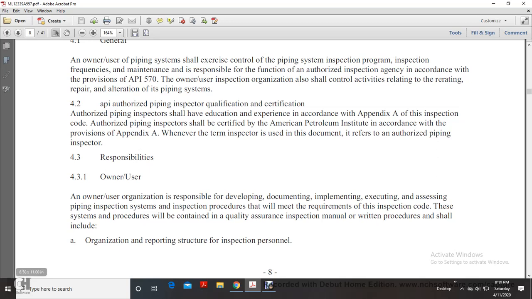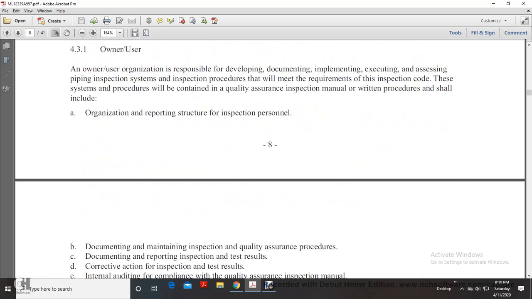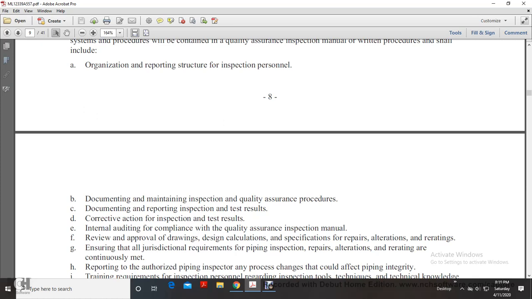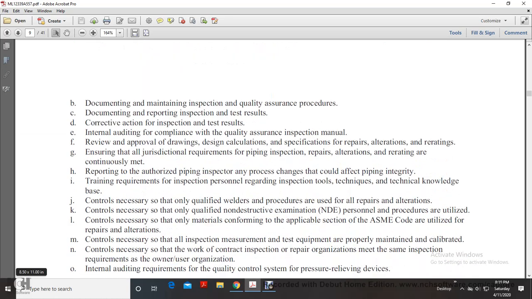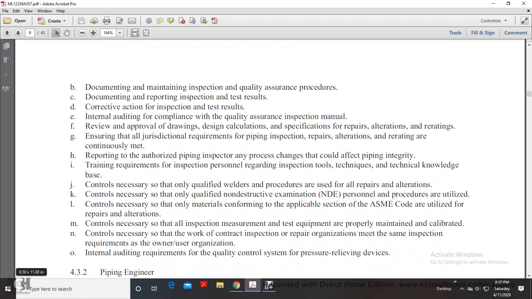Written procedures shall include organization and reporting structure, internal inspection personnel, documentation, maintaining inspection quality and assurance procedures, documented reporting of inspection and test results, corrective inspection test results, internal auditing, and compliance with the quality assurance inspection manual. They also cover review and approval of drawings, design, location, specific repairs, alterations, and re-rating, ensuring all jurisdiction requirements for piping inspection, repair, alteration, and re-rating are continuously met, and reporting to the authorized piping inspector any process changes that could affect pipe integrity.